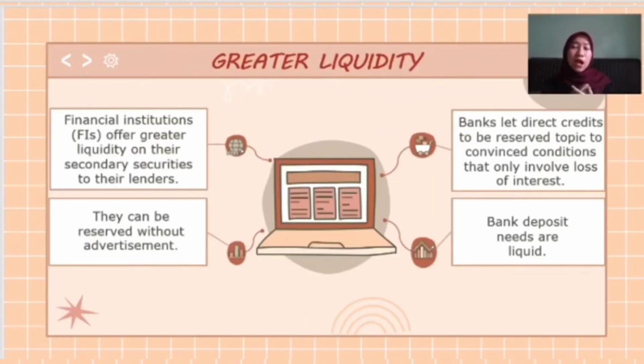Greater liquidity. Financial institutions offer greater liquidity on their secondary securities to their lenders. They can be reserved without advertisement. Banks let direct credits be reserved subject to conditions that only involve loss of interest. Bank deposit needs are liquid.